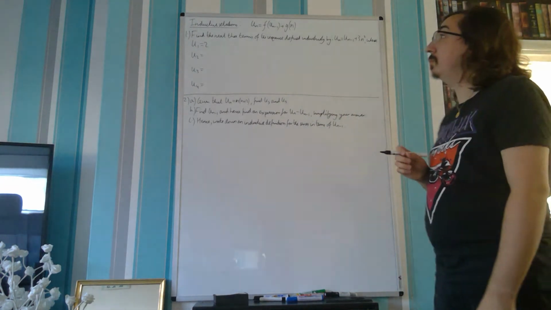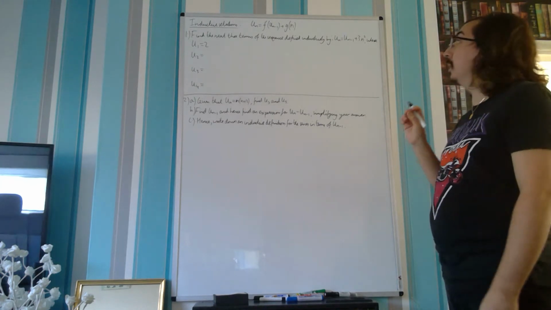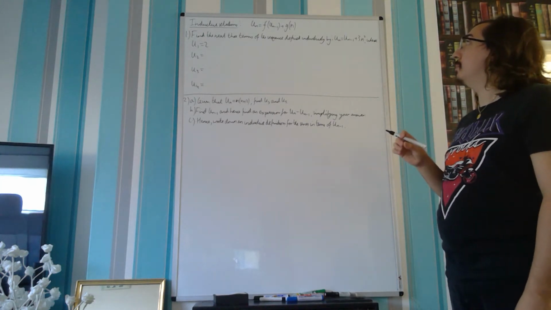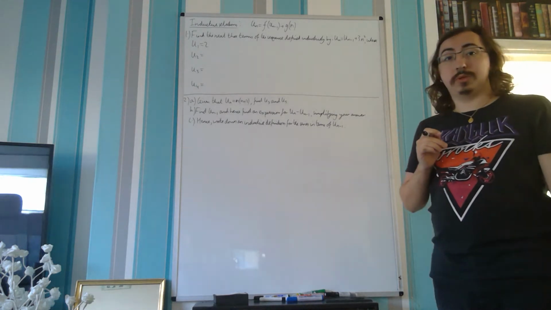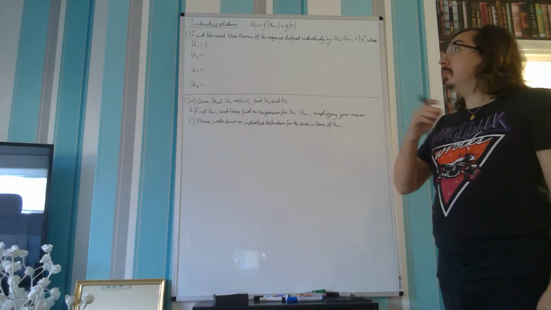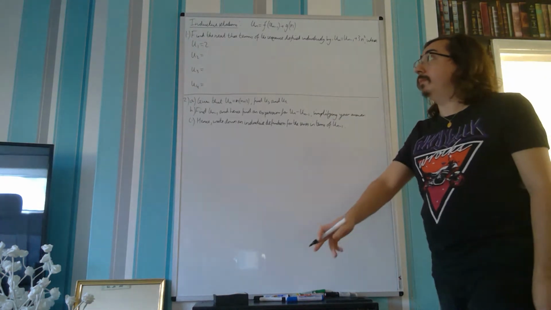So in the first problem, we're told find the next three terms of the sequence defined inductively by un is equal to un minus 1 plus 3 times n squared, where u1 is equal to 2. So let's use the formula that we're given then, and all we need to do is substitute in.